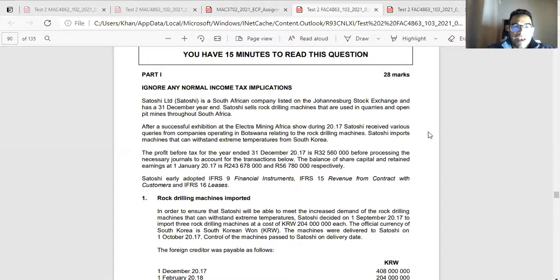Okay, so now we know some background. We know we're most likely dealing with the 1 January to 31 December 2017 financial year end. Okay, so just take note of that. They're telling you that Satoshi early adopted IFRS 9 financial instruments, IFRS 15 revenue from contracts with customers, and IFRS 16 leases.